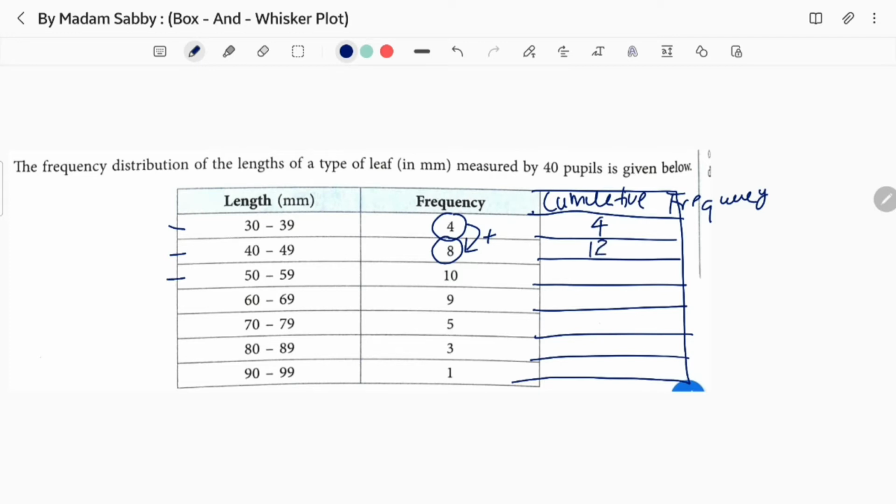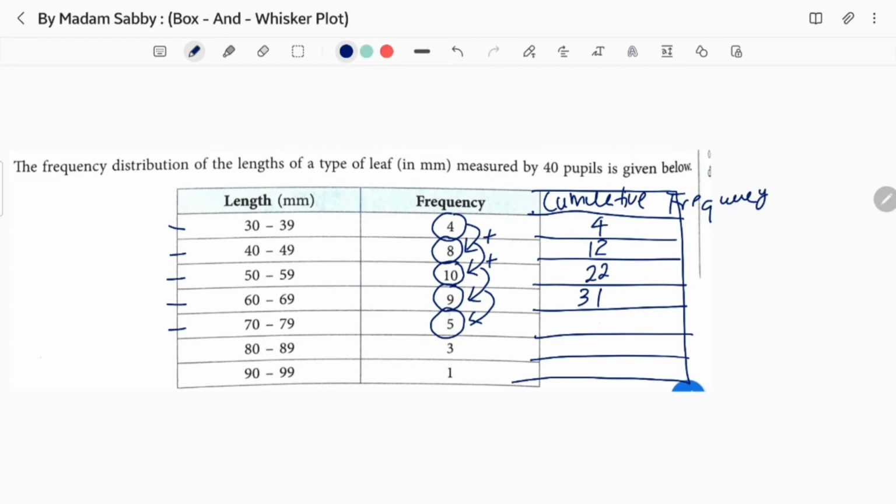Then for the third class interval, the new frequency is 10. So 4 plus 8 from the previous two class intervals, we add another 10, so in total we have 22. The next class interval, between 60 to 69, has a frequency of 9. So the new cumulative frequency is 22 plus 9, which is 31. Between 70 to 79, the new frequency is 5.